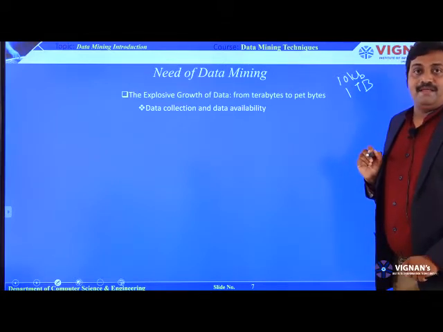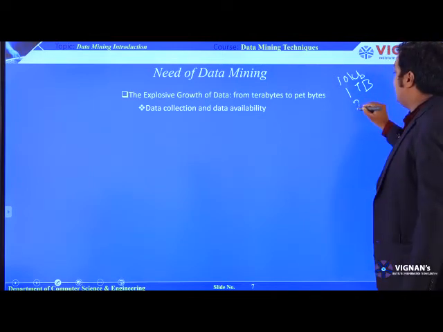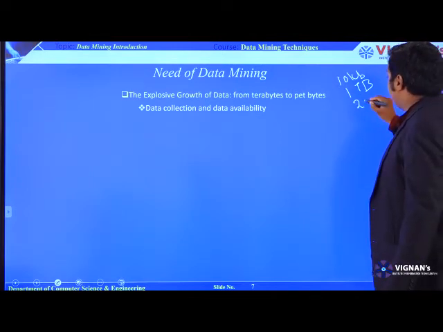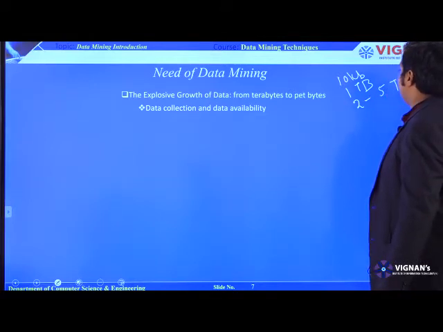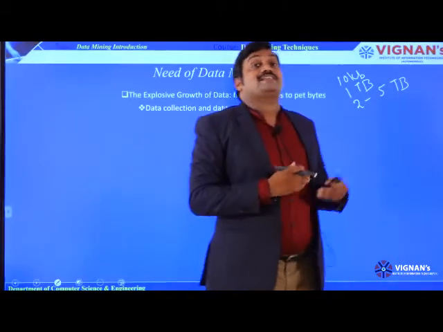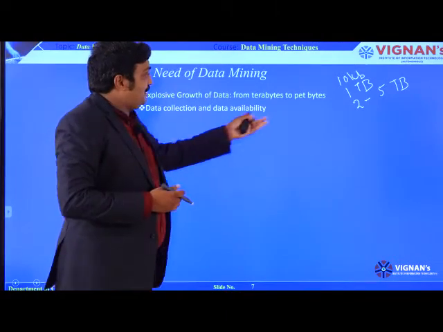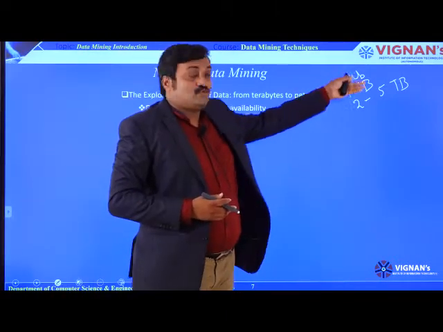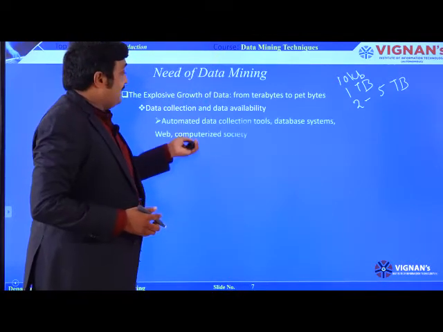minimum, and everyone is trying to store huge data. Everyone maintains a personal hard disk of 2 to 5 terabytes, and that too external, not internal. Everyone has their own laptop, but they maintain an external hard disk to store a huge amount of data. Now, how is data coming?